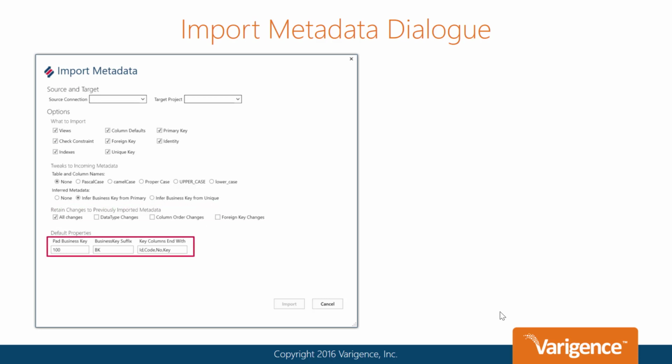Lastly, we're looking at the pad business key. This is really relevant to Data Vault only. If you are doing straight data marts of the source system and you're just loading into data marts or a dimensional data warehouse, you can effectively ignore this. What we're doing here is we're saying when we are deriving the business key, we want to create a business key of a minimum length of 100. And then we want to suffix the business key with a BK. So let's just say the table is called customer, it'll be customer underscore BK.